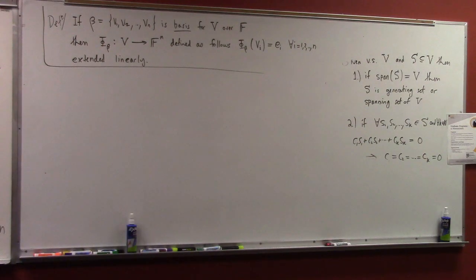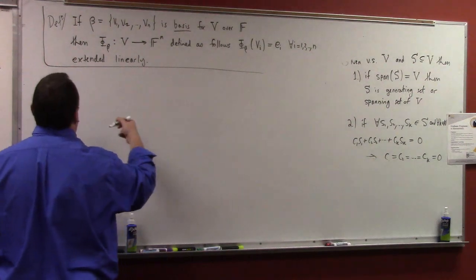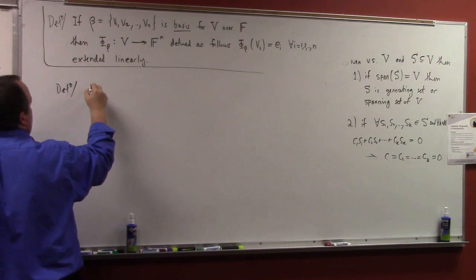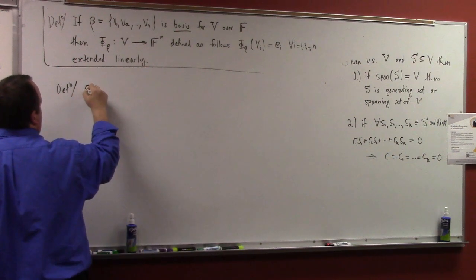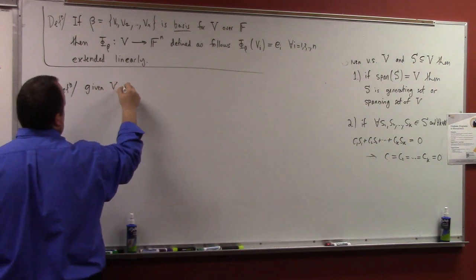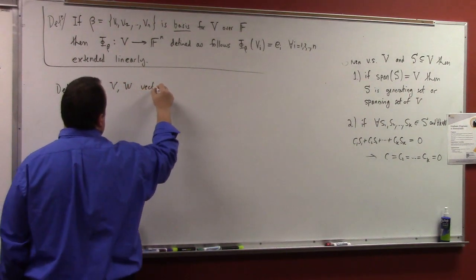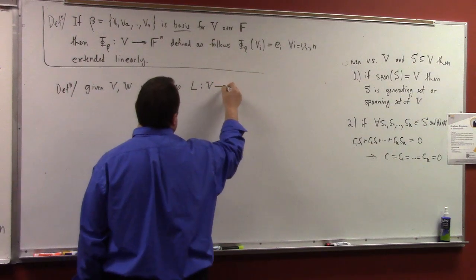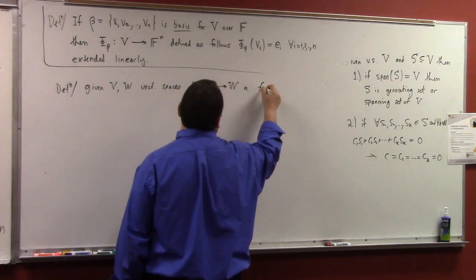I'm using a theorem, which I probably should prove before I make that definition. Sorry, I put the cart before the horse. But the theorem I should prove is that, I guess I need to define linear transformation for one thing, right? What's a linear transformation? We'll get back to this. Sorry, I kind of got out of order here. So definition: given V, W vector spaces, and L a mapping from V to W, a function, right?